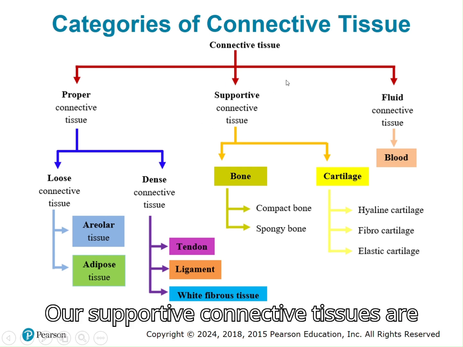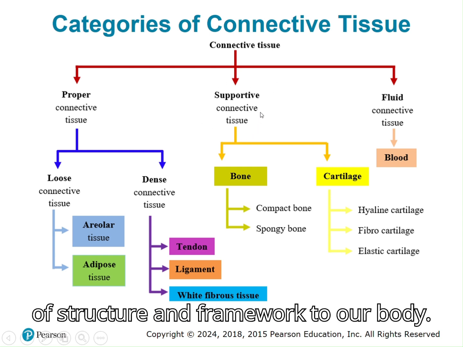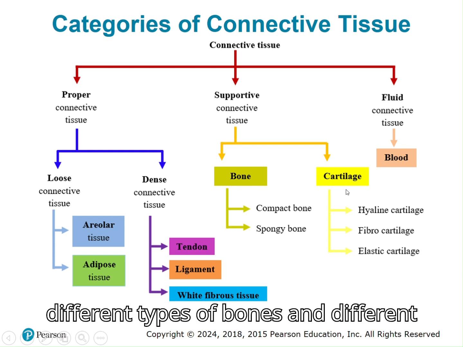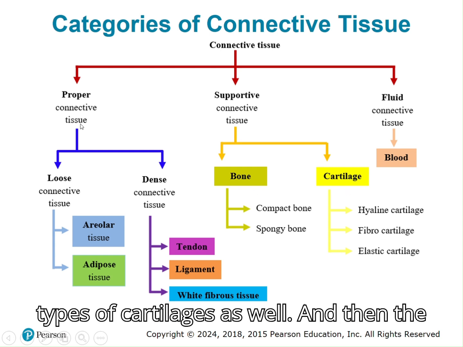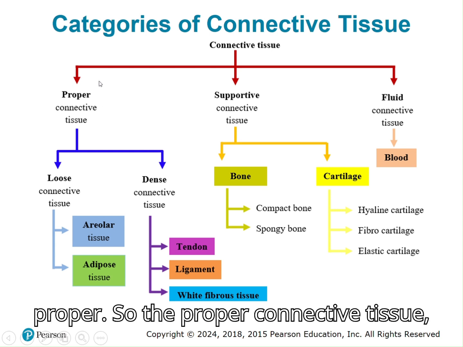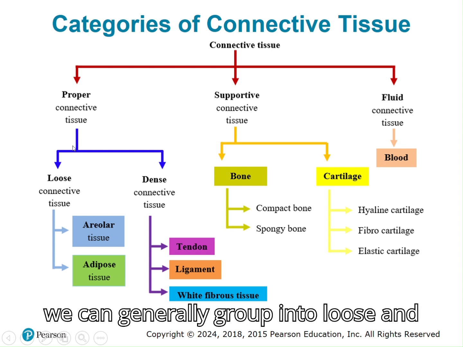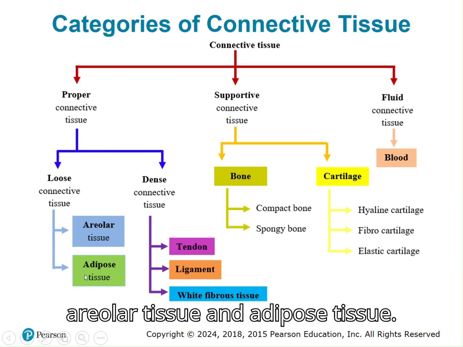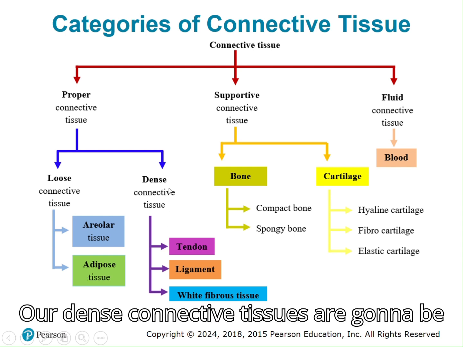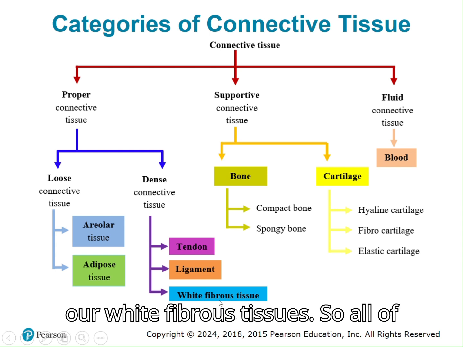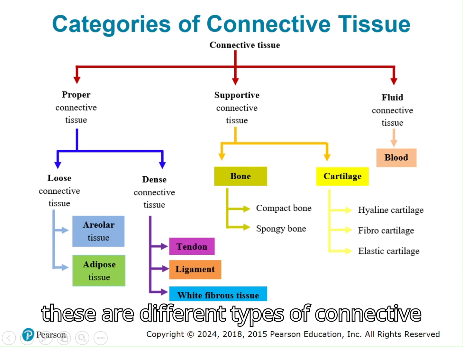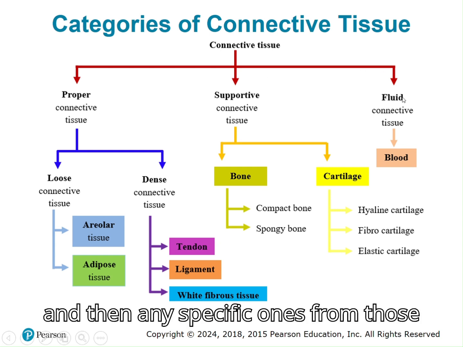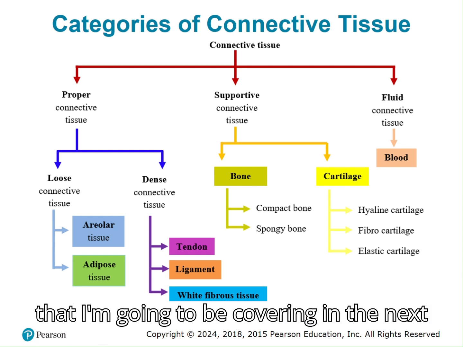Our supportive connective tissues are going to be ones that give a lot of structure and framework to our body. Those are going to be things like bones and cartilage. And as you can see, there are different types of bones and different types of cartilages as well. And then the biggest category is our connective tissue proper. The proper connective tissue we can generally group into loose and dense connective tissues. Within our loose connective tissue, we'll have areolar tissue and adipose tissue. Our dense connective tissues are going to be things like our tendons, ligaments, and our white fibrous tissues. So all of these are different types of connective tissues that you have. You should be able to identify the three major types and then any specific ones from those that I'm going to be covering in the next lecture.